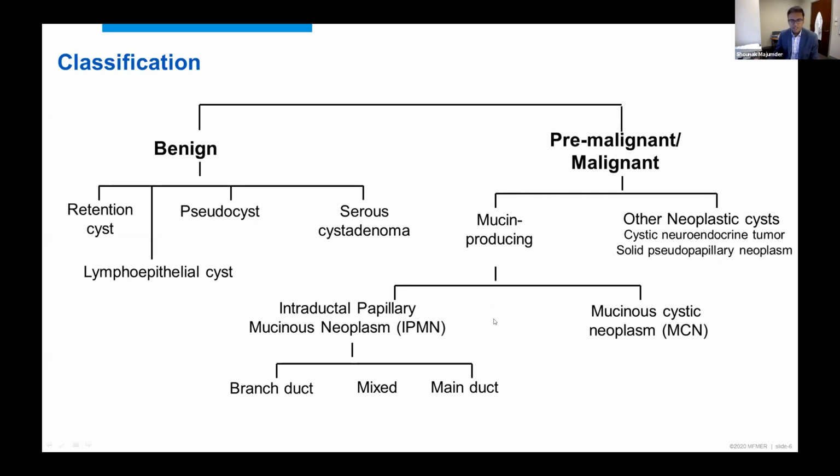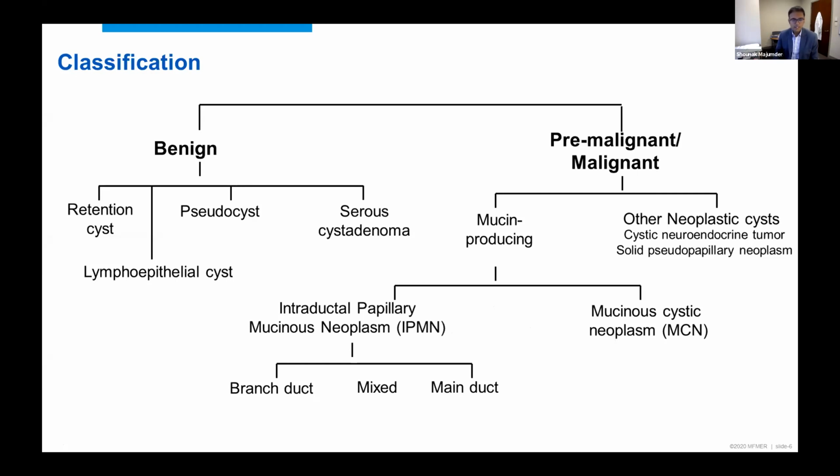For mucin-producing cysts, they're broadly classified as IPMNs, or intraductal papillary mucinous neoplasms, and mucinous cystic neoplasm. And IPMNs can in turn again be subclassified as branch duct, main duct, or mixed. And this is a broad scheme of the classification.